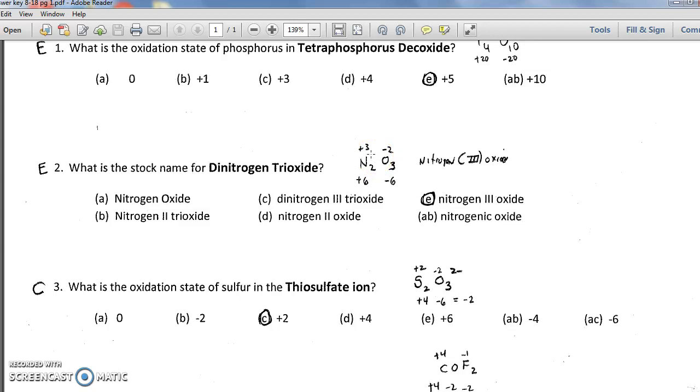Note again, when we're writing oxidation numbers, it goes sign followed by number. If it's an actual charge, you would write number followed by the sign. So anyway, nitrogen's +3 here, so the Stock name would be nitrogen(III) oxide.